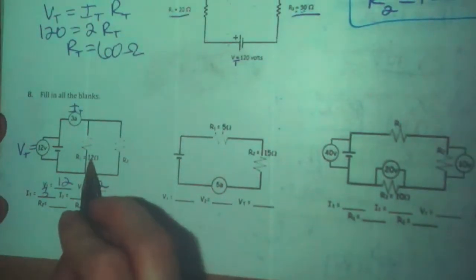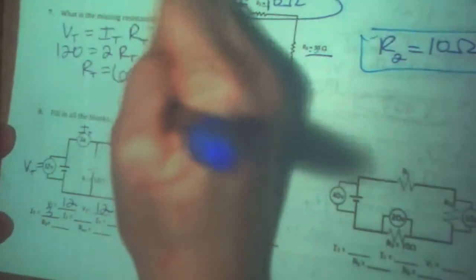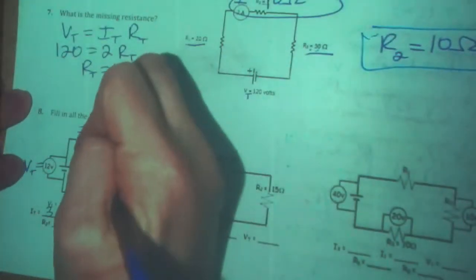V1 is 12 volts, so I can use V1 equals I1 R1, because V1 is still just 12; voltage is the same. R1 is 12, so I can divide over. I can get that the current right here is 1 amp.